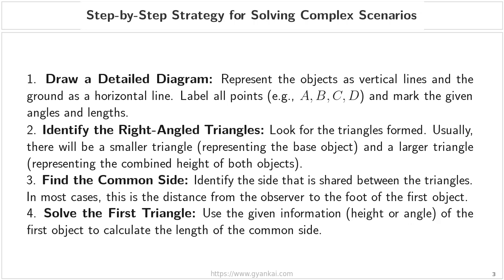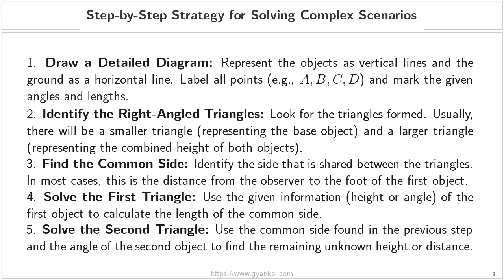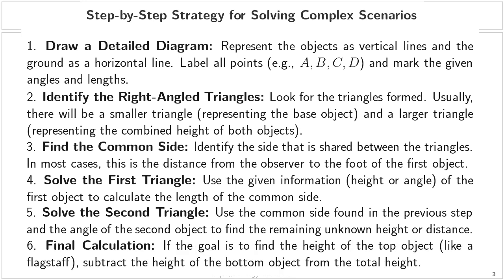Fourth, we move into the calculation phase by solving the first triangle. Use the information you already have, like the height or the angle of the first object, to calculate the length of that common side we just identified. Fifth, once you have that common side, you can solve the second triangle. Use this newly found distance along with the angle of the second object to find the remaining unknown height or distance.